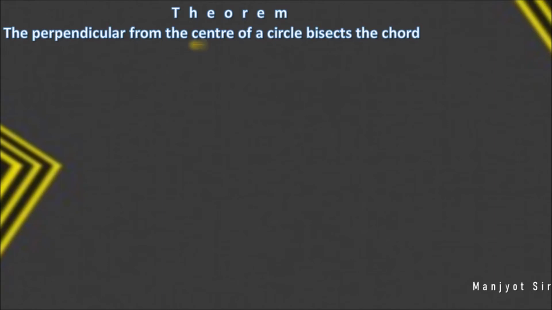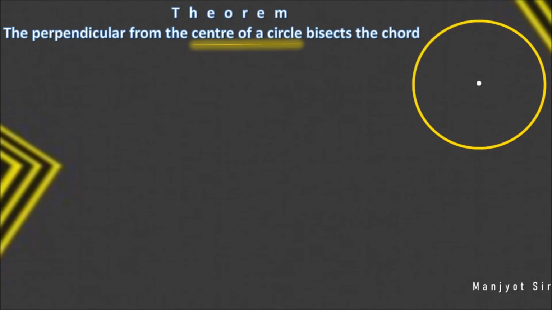That means here we have a center and a circle. So let's start drawing the figure with a center and a circle. So let's have one circle and let's have one center. Let's mark that center as O. So here we have one circle with center O.